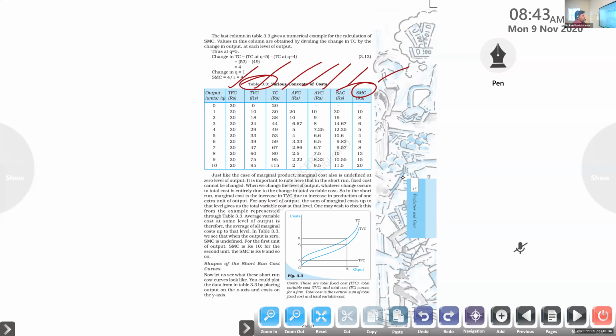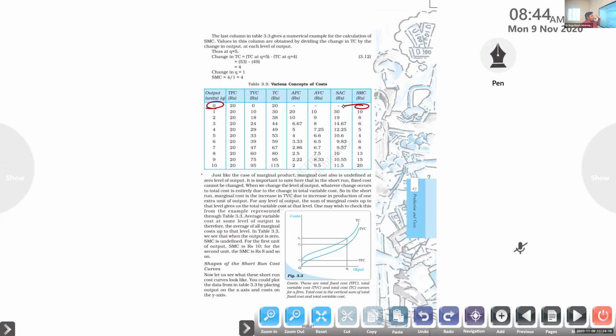Now I am going to read from page number 45. We already analyzed this table. We know the relation between these digits, how it is increasing and how it is decreasing. Remember? One more time. Just like the case of the marginal product, marginal cost also is undefined at zero level of output. At zero level of output, we are unable to define marginal cost. In production, if any one input is zero, production is not possible. Just keep that in your mind.